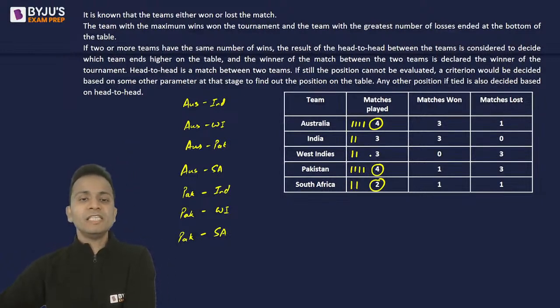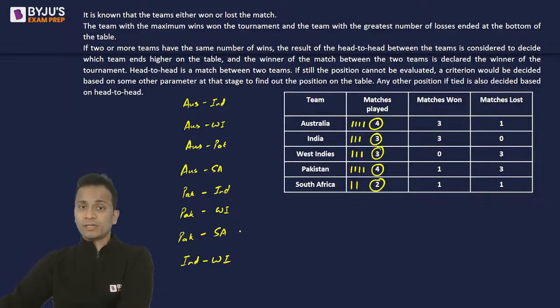Now India and West Indies are left with 1-1 match. So I'll make them play 1 match against each other. India has played 1 match, West Indies has played 1 match. So 3 matches of India and 3 matches of West Indies are over. Okay, right? Now let's see who are the winners of these matches.